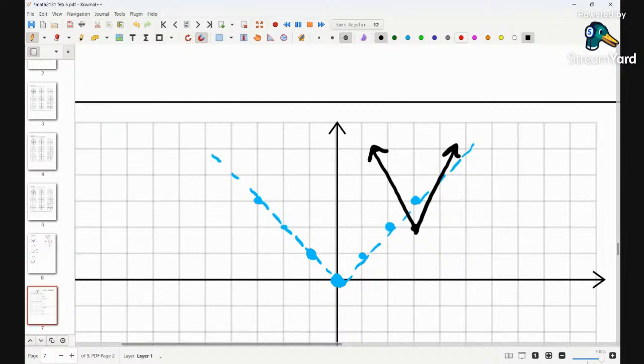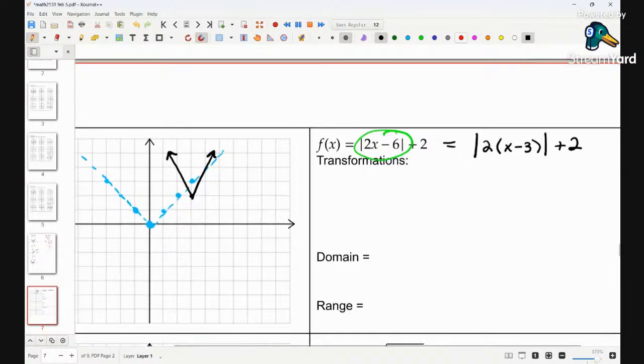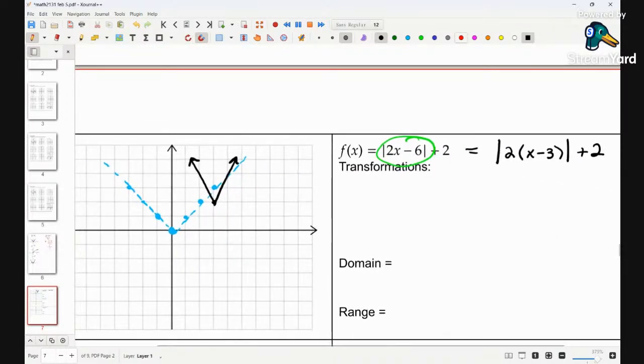I'm not going to switch over to Desmos. If you're like, is he lying to me? No, I'm not. Plug in a point, 3, 2. 3 makes 6. Take away 6 is 0. Add 2 makes 2. If you thought it was over 6, plug in the point. It's not going to be true.